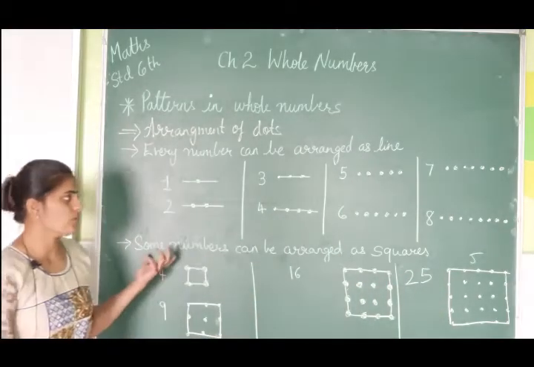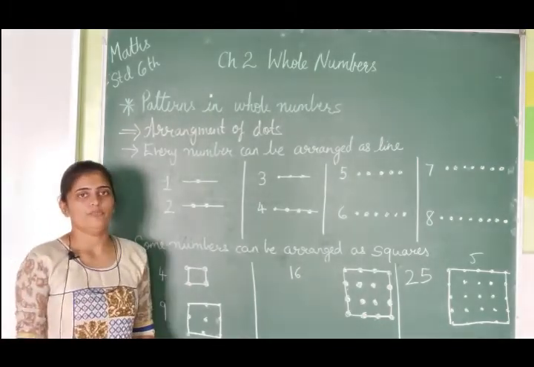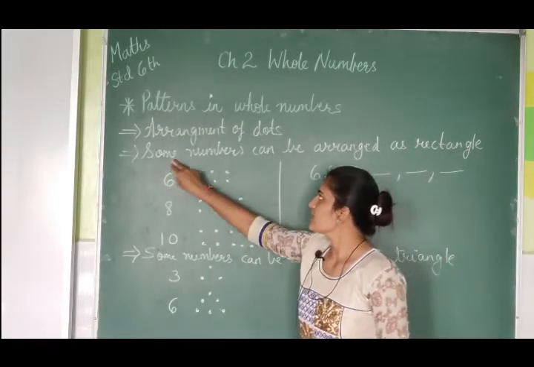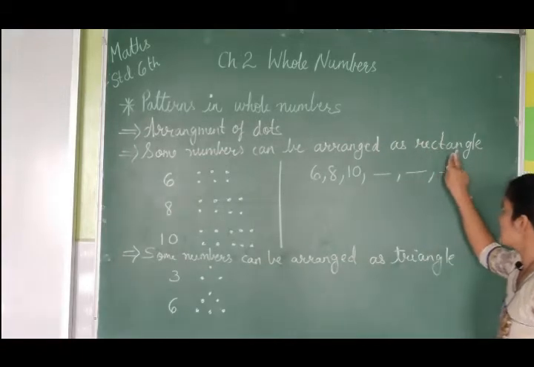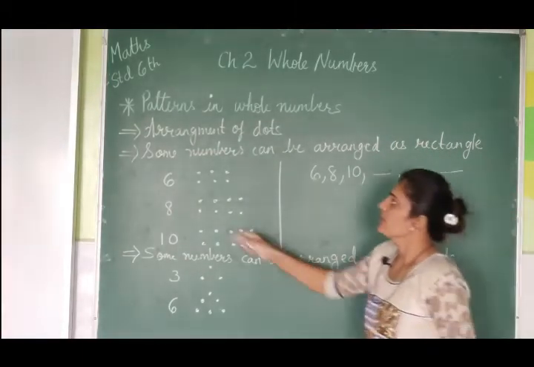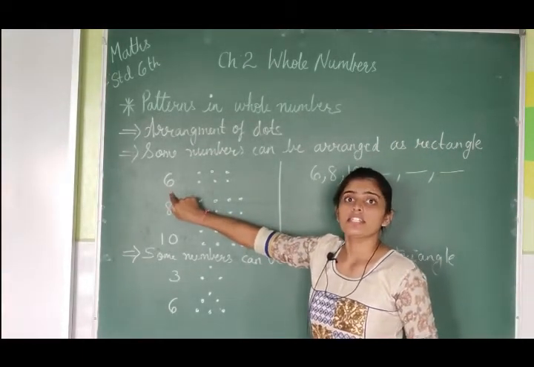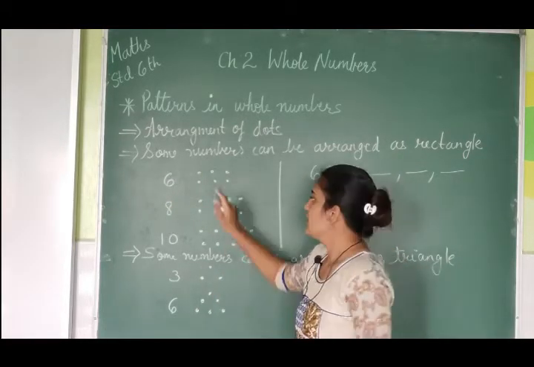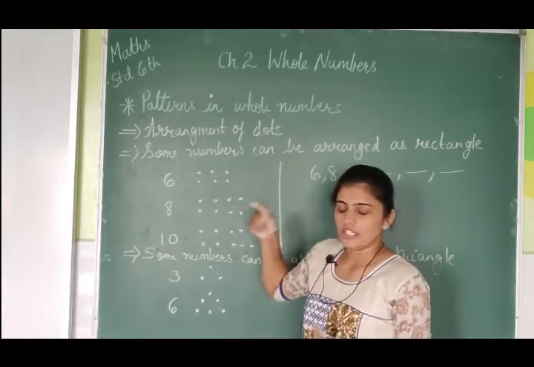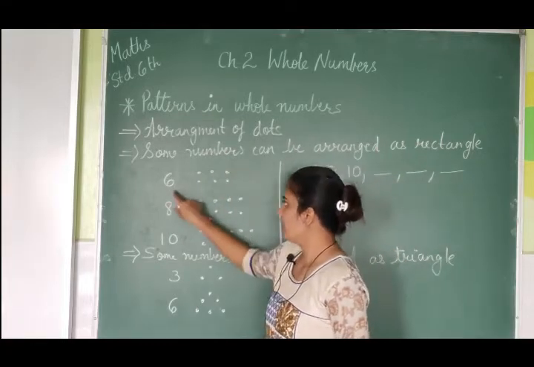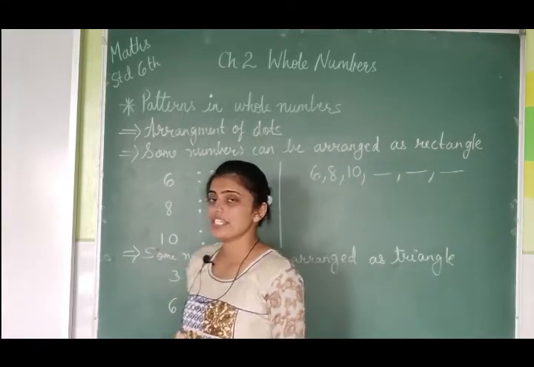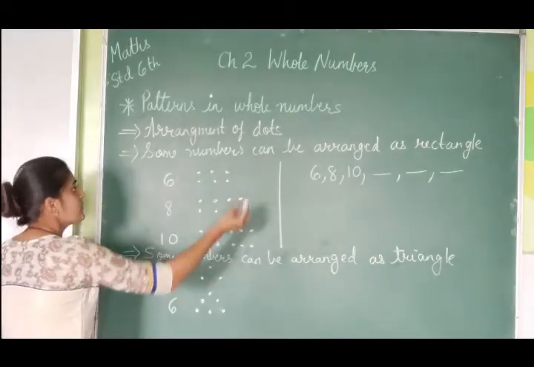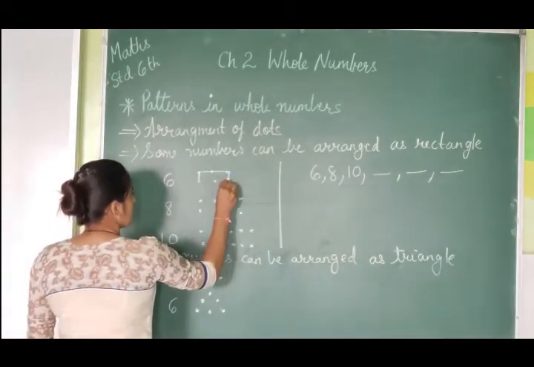Now we will arrange the dots in rectangular form. Some numbers can be arranged as a rectangle. Here we can start from the number 6, because with 4 we are getting a square. Now we add 2 more dots to get a rectangle. So with the number 6 we can form a rectangle. Here you can see a rectangle.